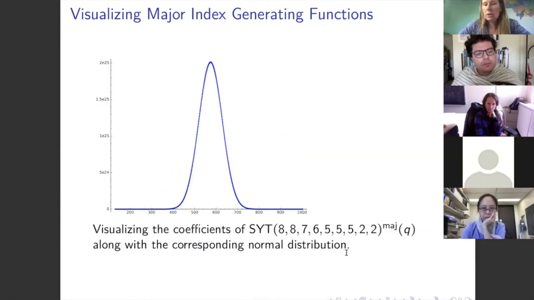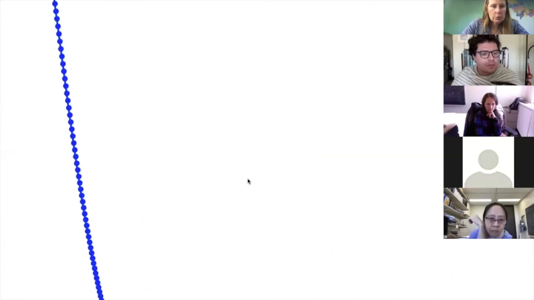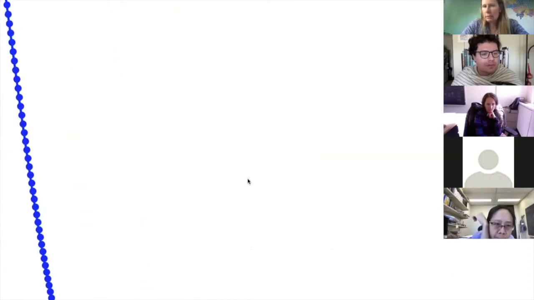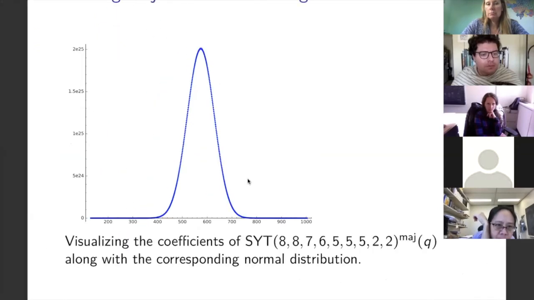But here's another one. I took the partition 8, 8, 7, 6, 5, 5, 5, 2, 2, and wrote down those coefficients and then plotted them, and overlaid the corresponding normal distribution. And this one looks like it fits perfectly, right? But maybe I just have dots. But no, in between, you can see the curve really is there, right? So it's fitting perfectly by now, by eye.